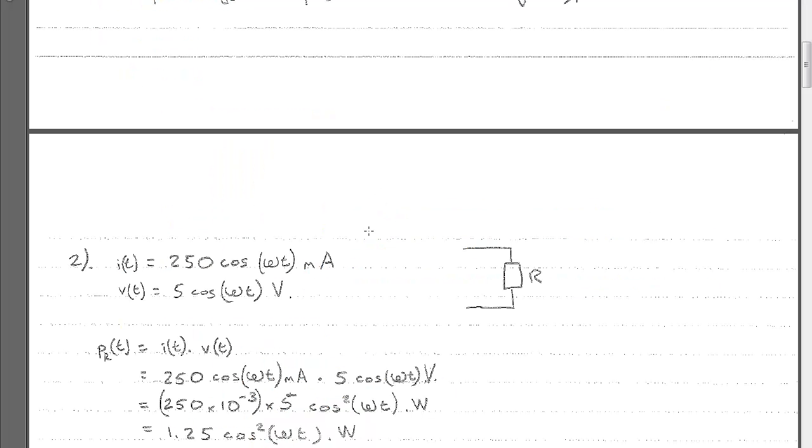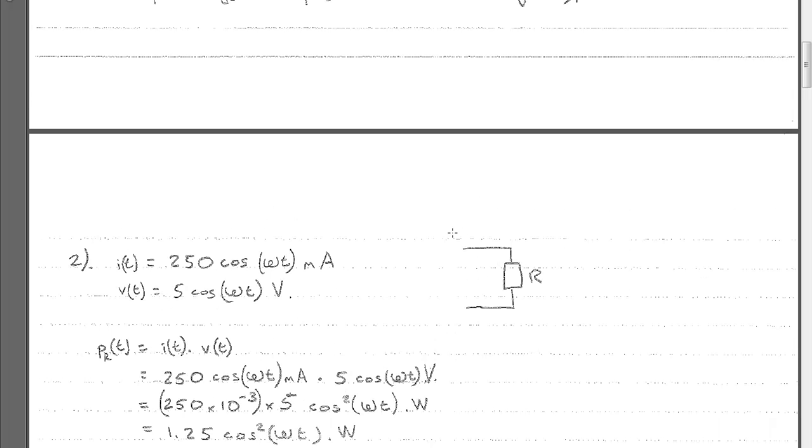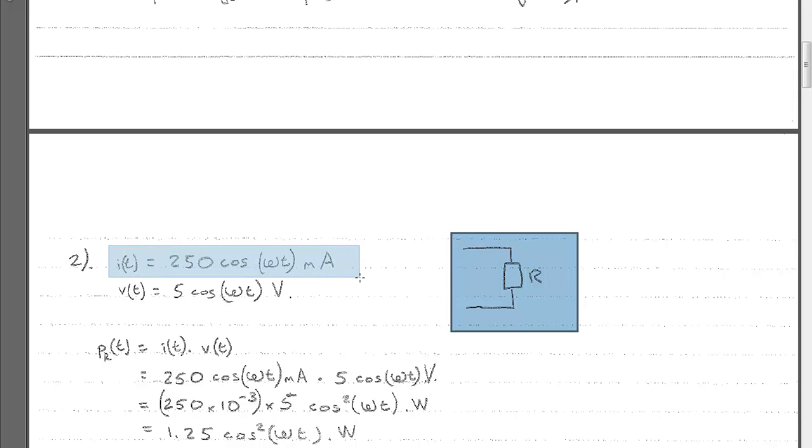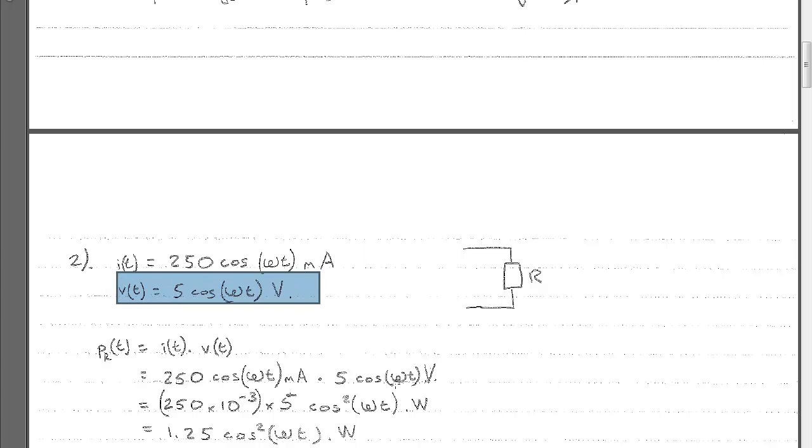So how do we go about solving this one? Well, this is actually a very quick question. It's not as terrifying as you'd think by the sound of it. It's just a resistor connected to a source. We're not really told any other information. We just know that I of t is 250 cos omega t milliamps and V of t is 5 cos omega t volts. When you're doing instantaneous power, all you need to know is that it's the instantaneous current times the instantaneous voltage. So that's what you've done here.